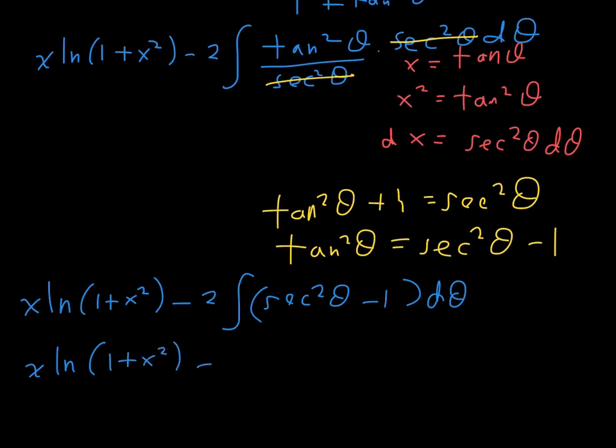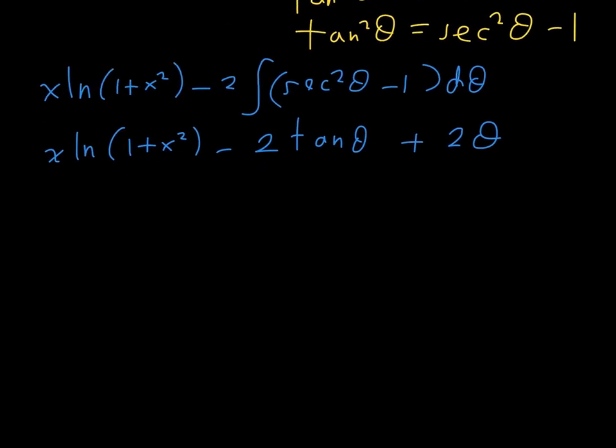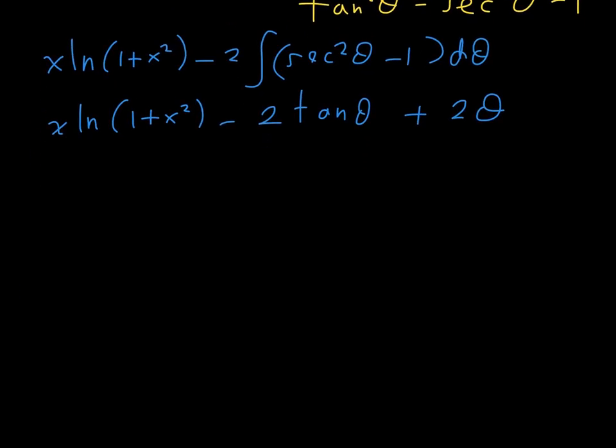So then this is minus 2 times the function whose derivative is secant squared of theta, which is tangent of theta. And then this is going to be plus 2 theta. Okay, this 2 is being distributed, and this negative and that negative make a positive. Now, what we want to do here is make sure everything is in terms of x. Now, the first 2 terms are, but the second 2 terms are not. So let's remember what we said earlier.